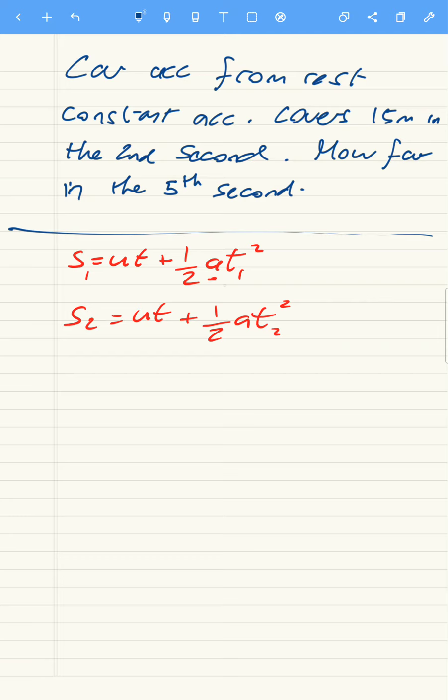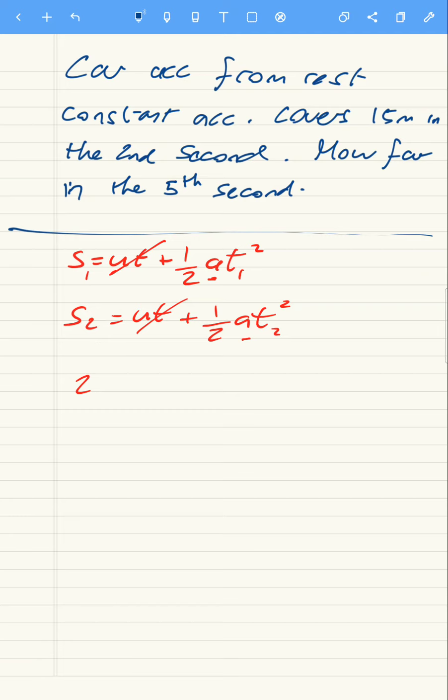So the accelerations are the same, and the initial speed in both instances is obviously 0. So rearrange to find a. That's going to be 2s over t squared. So 2 lots of distance 2 over t squared.